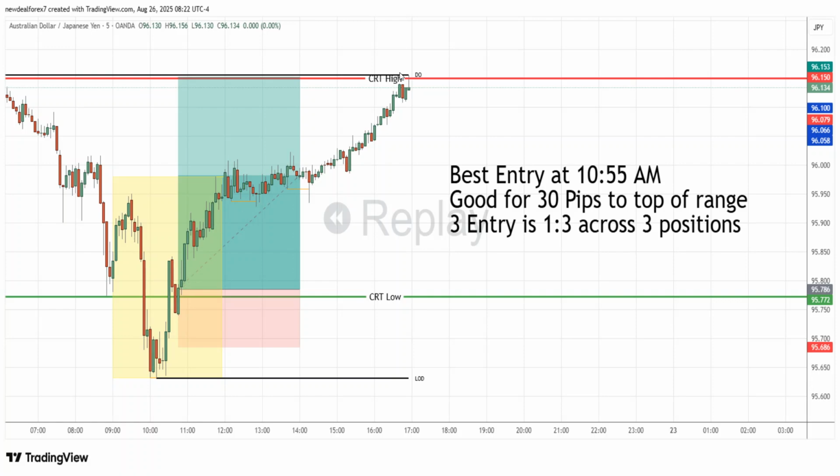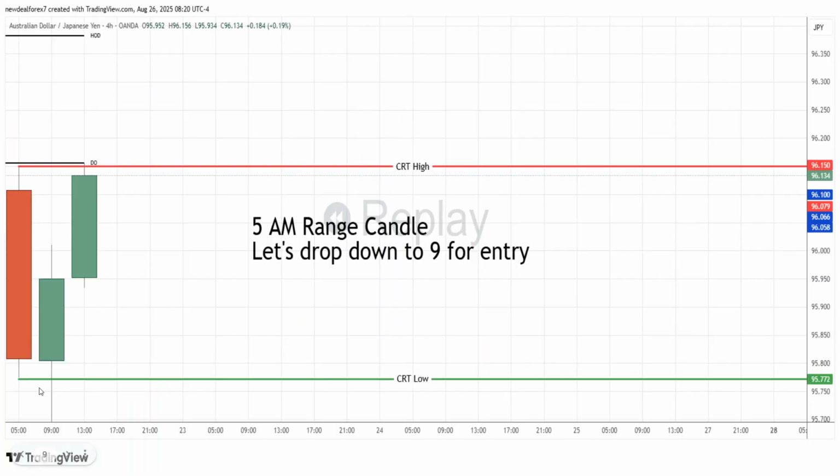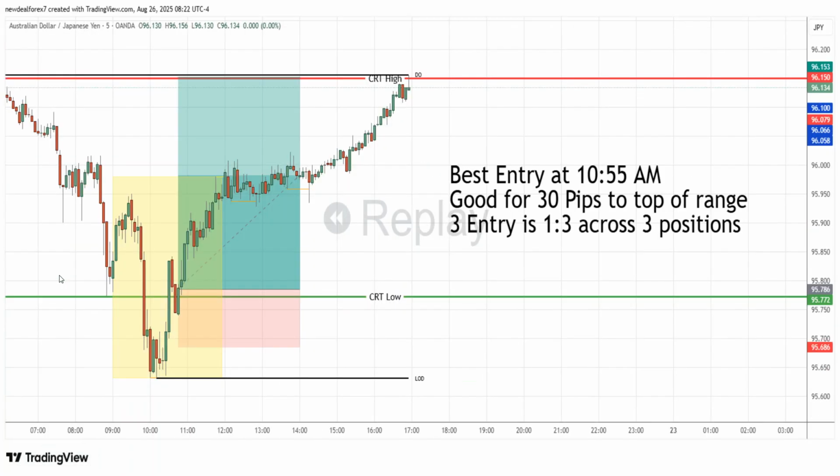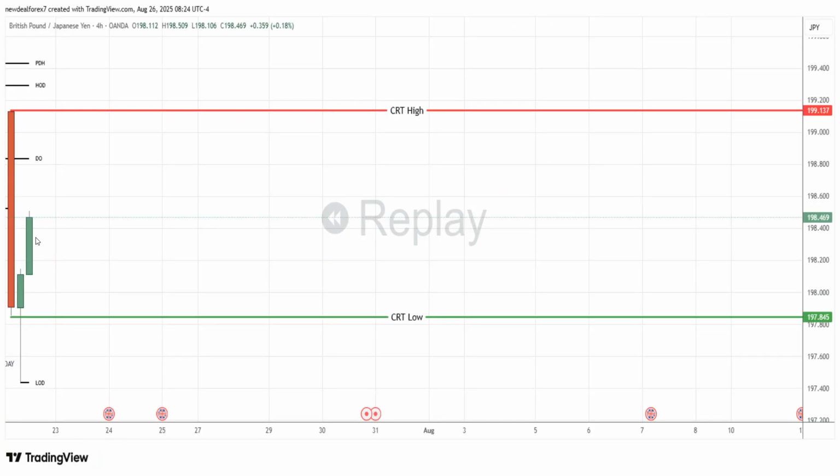All right. Remember to scale into your positions though to make it worth your while. So that's that one. This is on the 5-minute chart. All right. That's all that is. Let's take a look at one more.